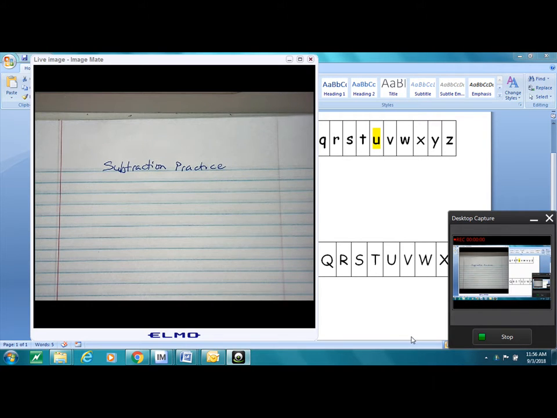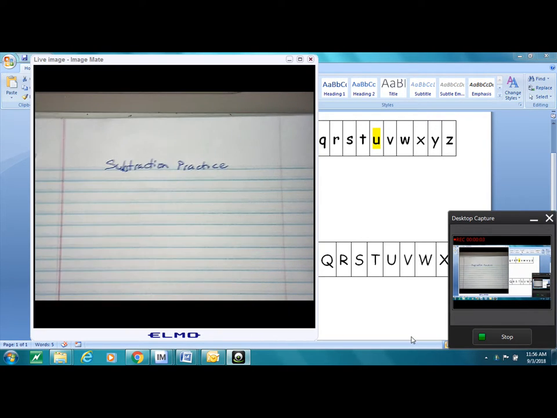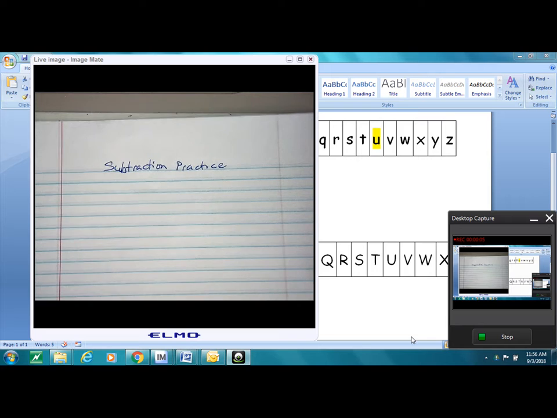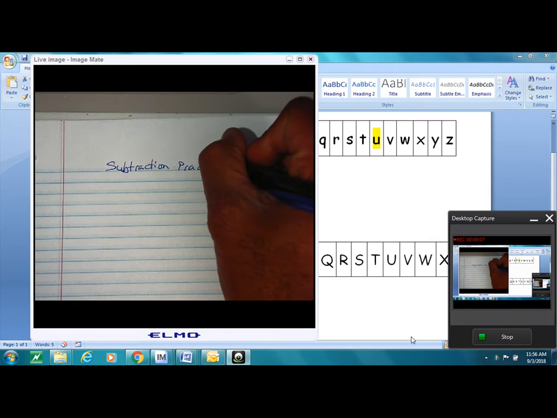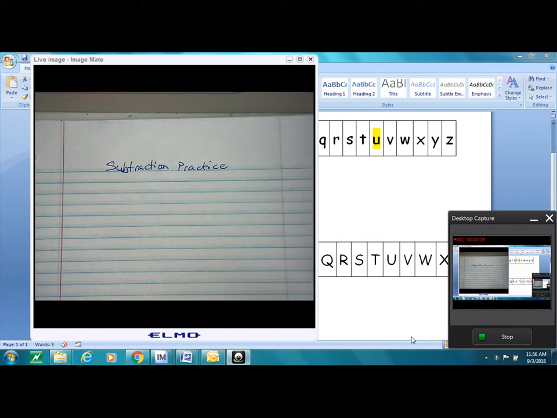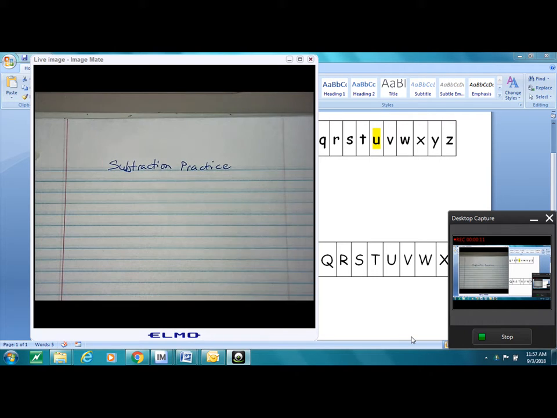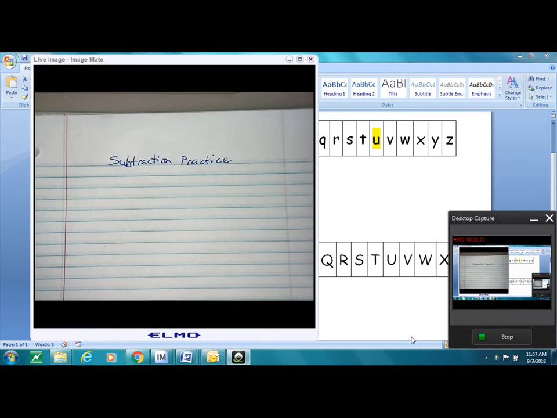Going to practice some subtraction today. If you're watching this video, my goal is to help you practice with subtraction. We're going to practice a few problems, but we're going to do them probably two different ways. The key thing I need you to remember is there are 10 digits that make up all the numbers. Those digits are 0, 1, 2, 3, 4, 5, 6, 7, 8, 9.